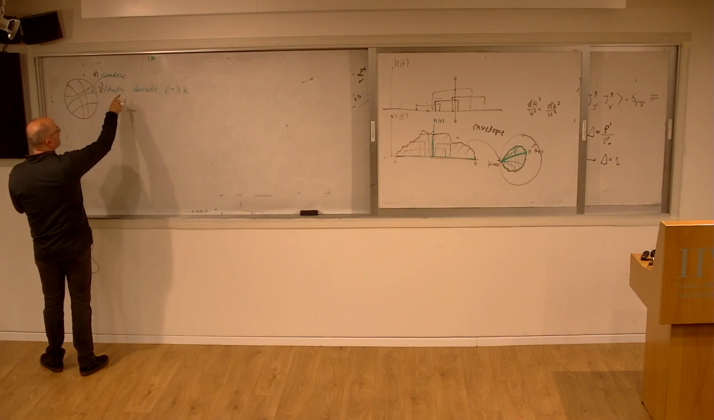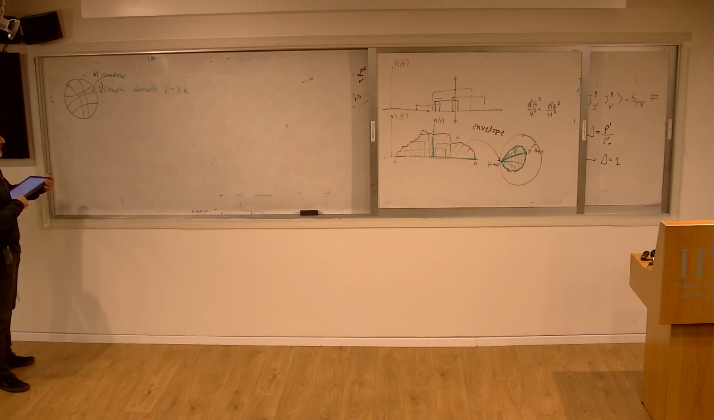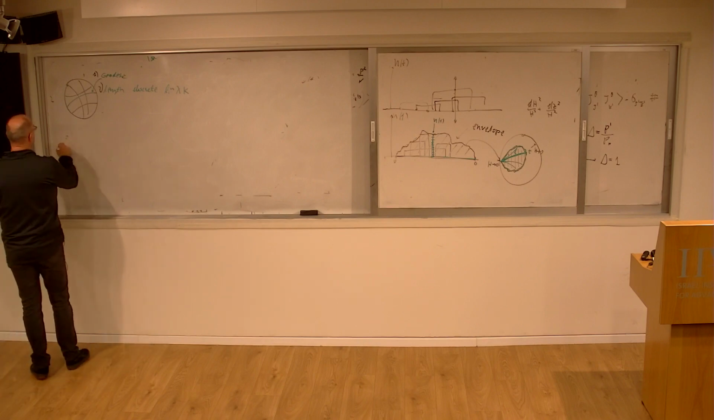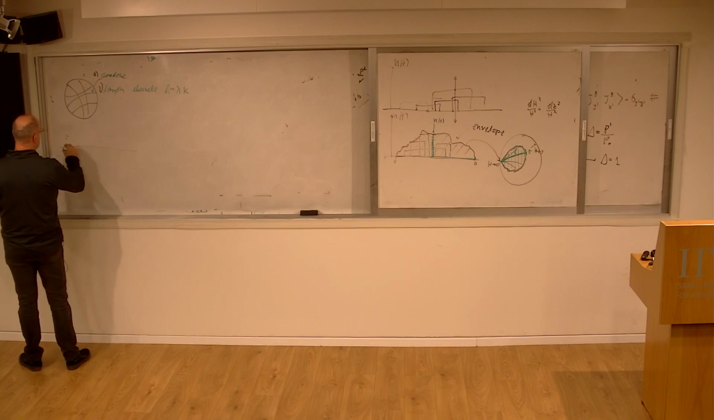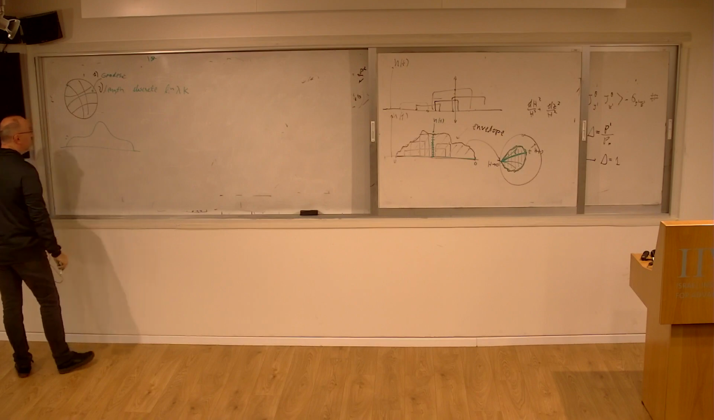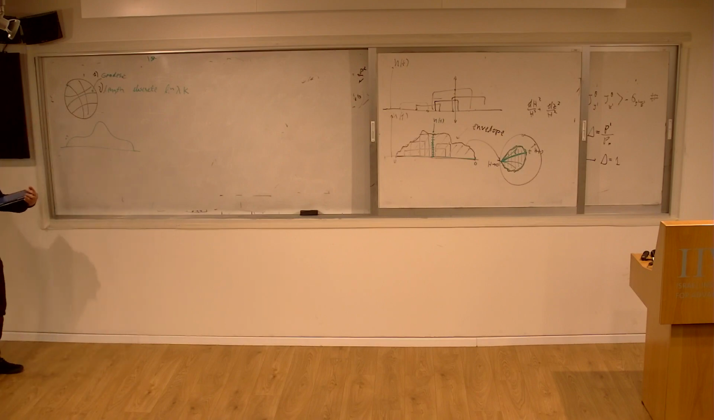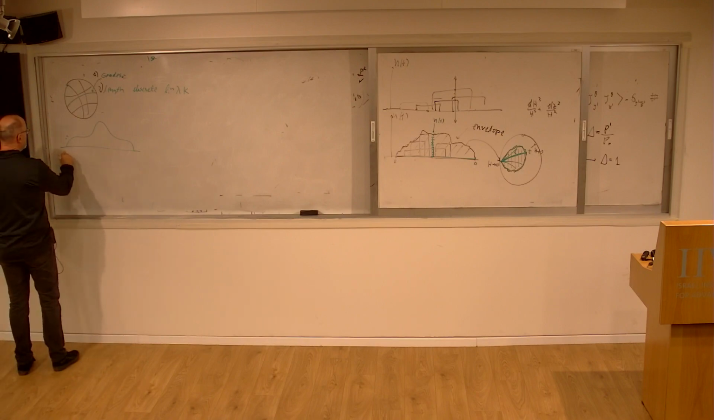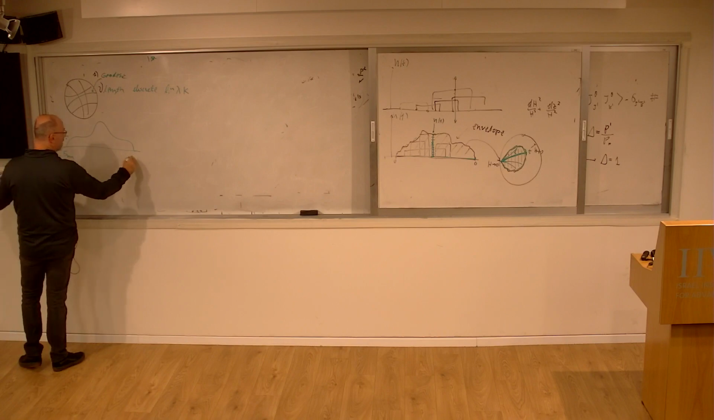But let me first give an argument why, this is a Euclidean picture by the way, let me give you another argument why space-time is discrete. And that's a very simple argument. Let's look at this envelope, okay? It has some E min and E max.